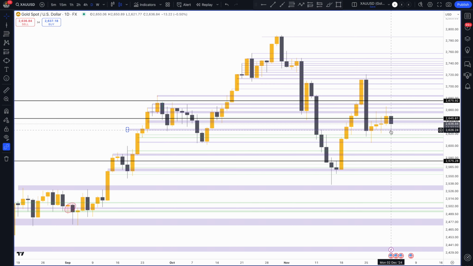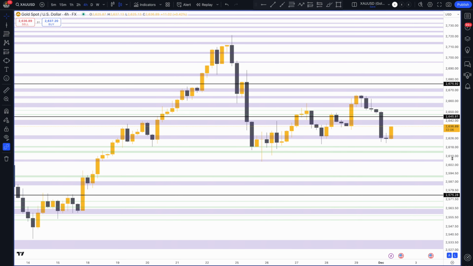This level of 2626 is a level that is holding up price. If we go down to our hour 4, you can see the same sort of thing. We've had that rejection of 2626 and price is coming up.